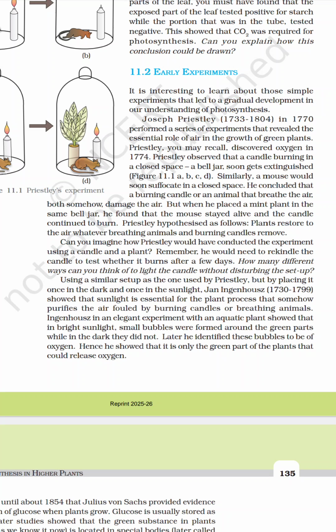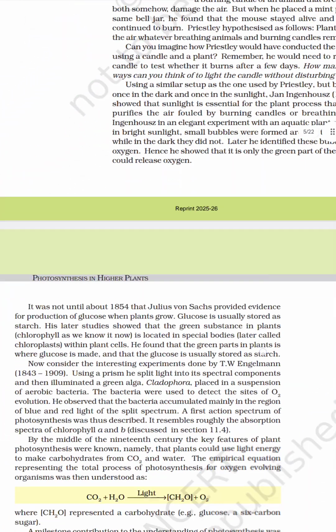Later, he identified these bubbles as oxygen. Only the green part of the plant could release oxygen, whereas the dark part doesn't show any bubbles or anything.